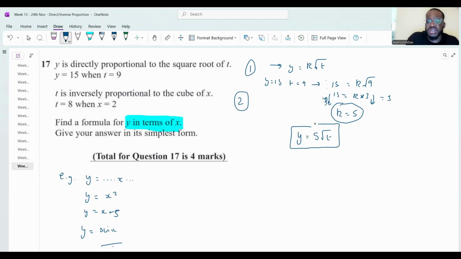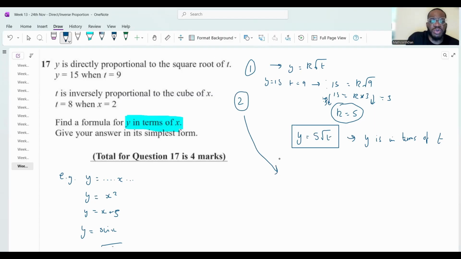Are we happy with this? Now, what is y in terms of at the minute? Y equals 5 root t. Y is in terms of what variable at the moment? It's in terms of t, isn't it? So it's in terms of t. We need to get it in terms of x. So we've got that. Let's do the second bit of information.